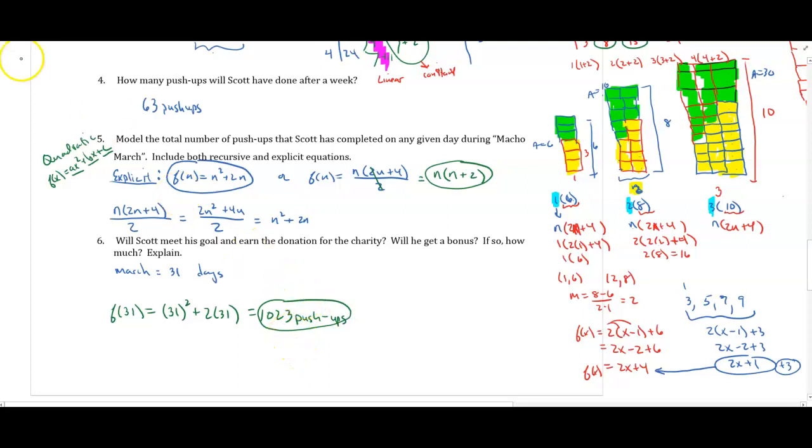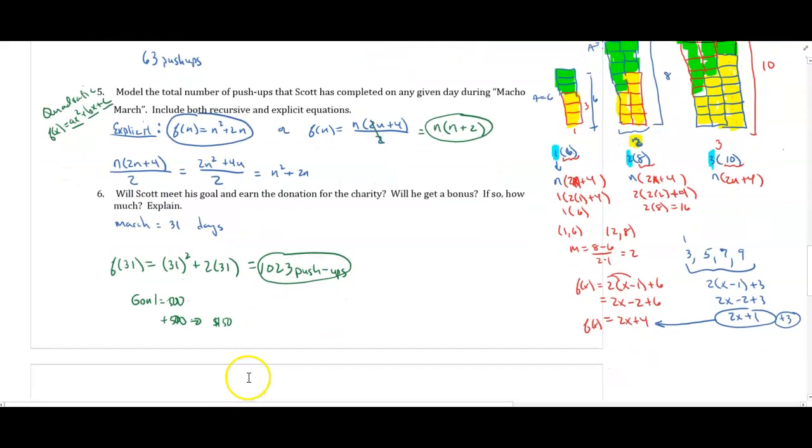Okay? So did Scott reach his goal? His goal was 500, right? So he reached it, plus he went over by 500. So he reached his goal, and for the additional 500 push-ups, he will get another $50. Okay? So, with all this in mind, it's pretty important to understand a couple of things here. All right?